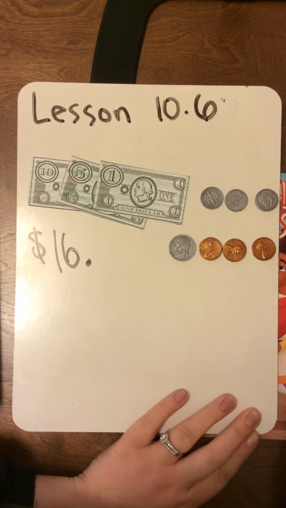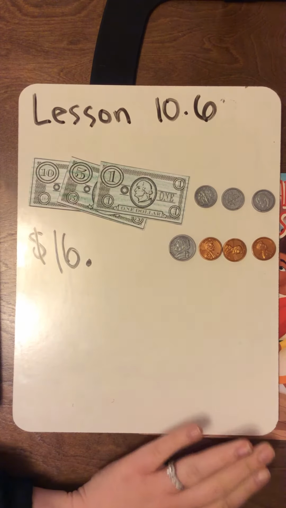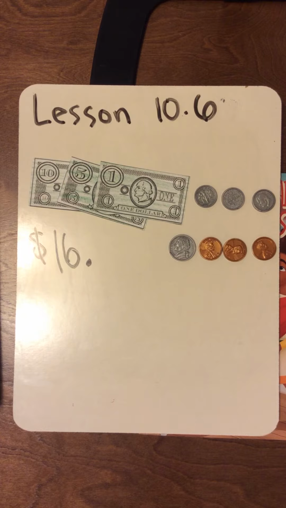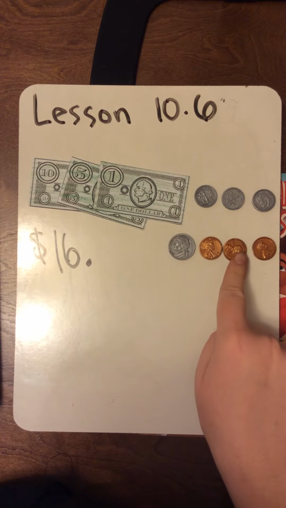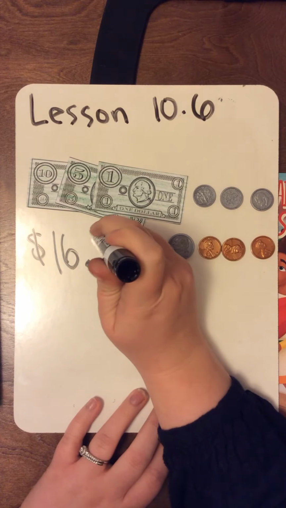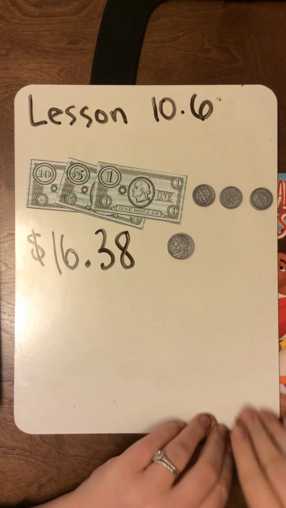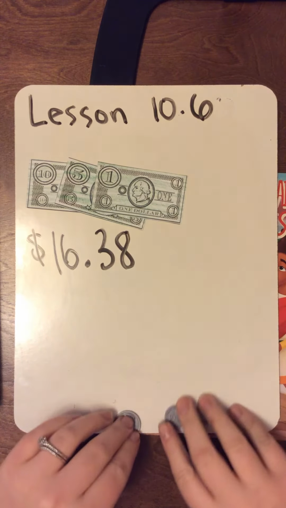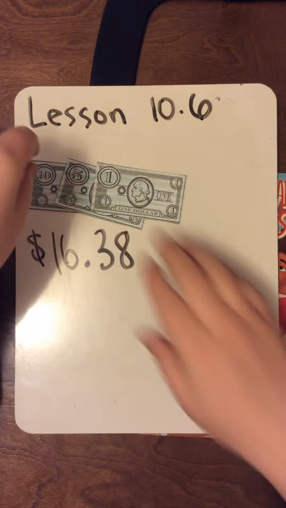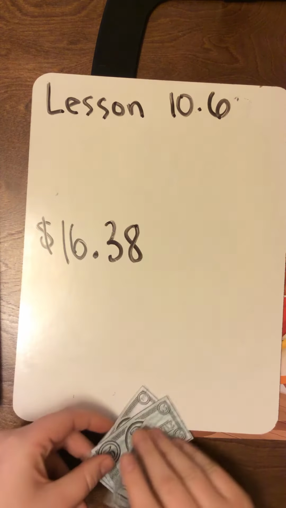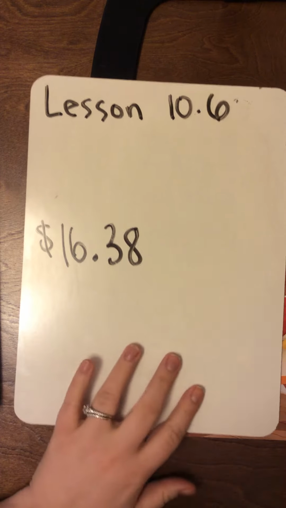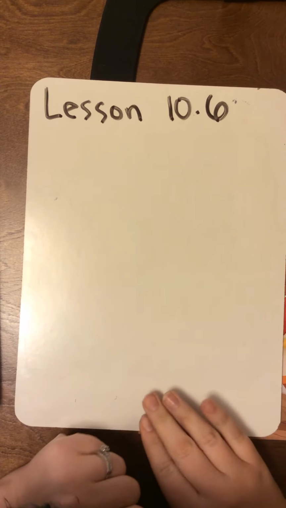I'm going to count my coins from highest to lowest. So we have 10, 20, 30. And then I will count 30, 35, 36, 37, 38. So I have $16.38. If you don't have that answer correct on your do now, why don't you fix that while I clear off my board and get ready for the lesson.